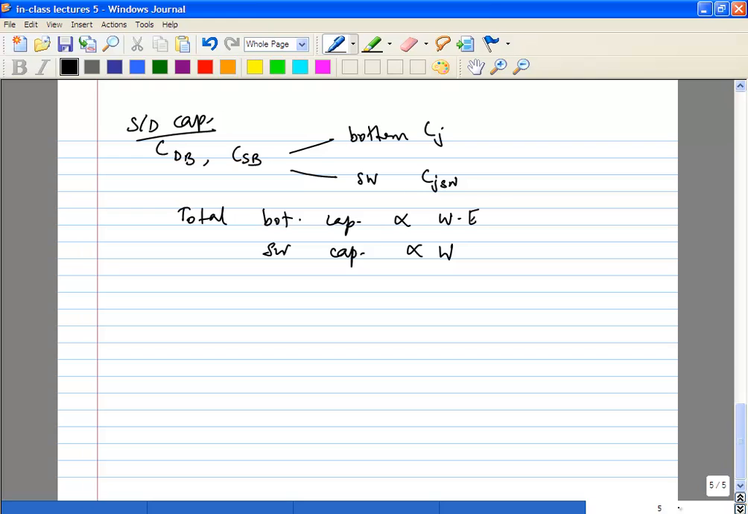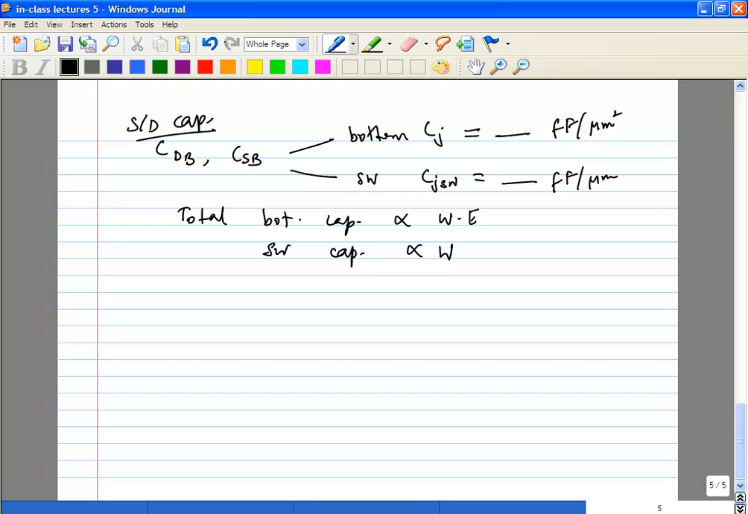So what you will find is the parameters which are used to represent per unit capacitances. So Cj will be, let's say, so many femtofarad per micron squared, because that will be the constant, whereas this will be just CjSW times a certain width.